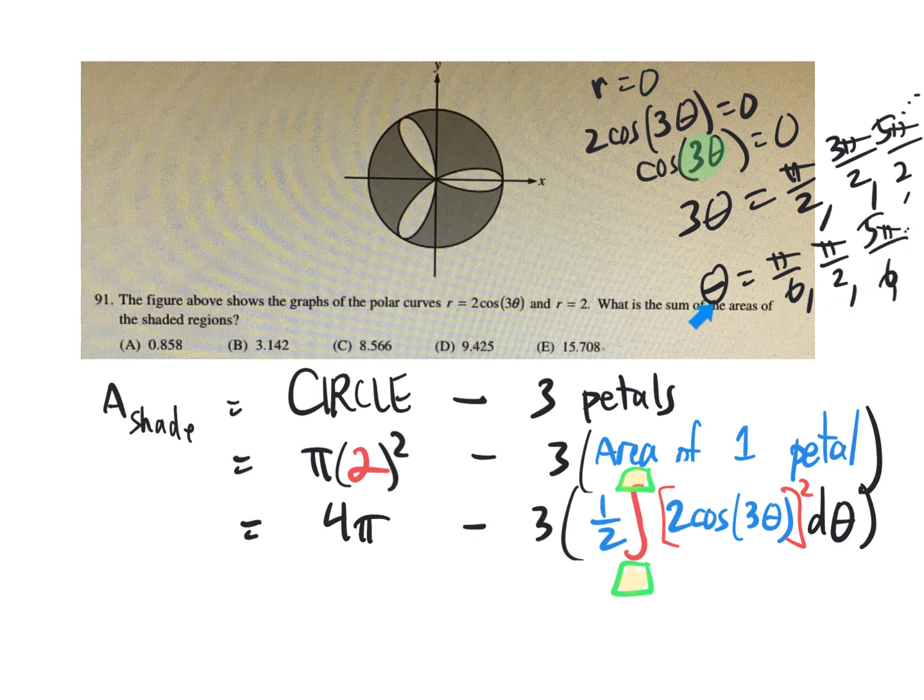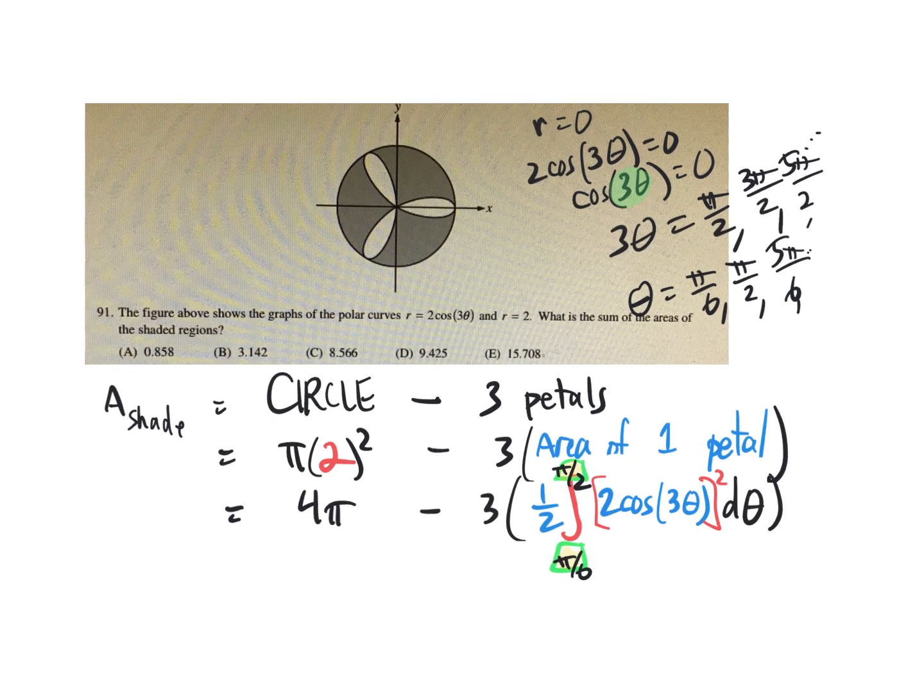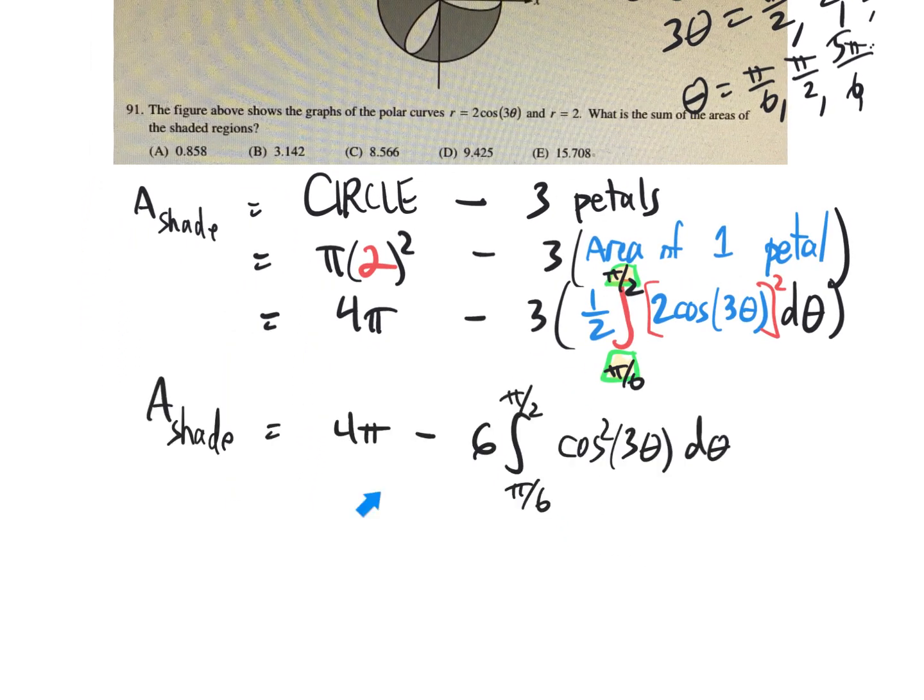So if theta was pi over 6, we'd be at the pole. And if we went all the way to pi over 2, we'd be at the pole again, because R is 0 then. So we can just evaluate from pi over 6 to pi over 2, and we'll definitely be from the pole to the pole, which will be mapping out a single petal. Using our calculator, we get the right answer. Choice D.